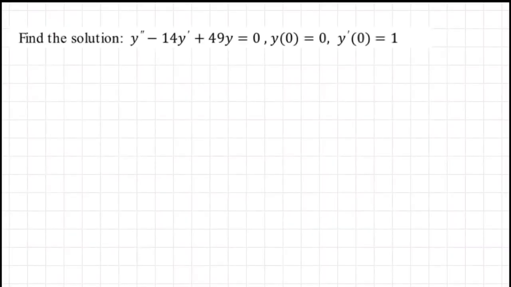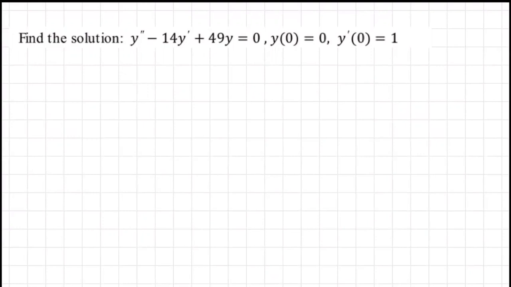Okay, so we continue once again with examples in the linear homogeneous second order ODEs. And this time we have the following example. We have y double prime minus 14y prime plus 49y equals 0. And you can see we were given initial conditions. We have that y of 0 equals 0 and y prime of 0 equals 1.